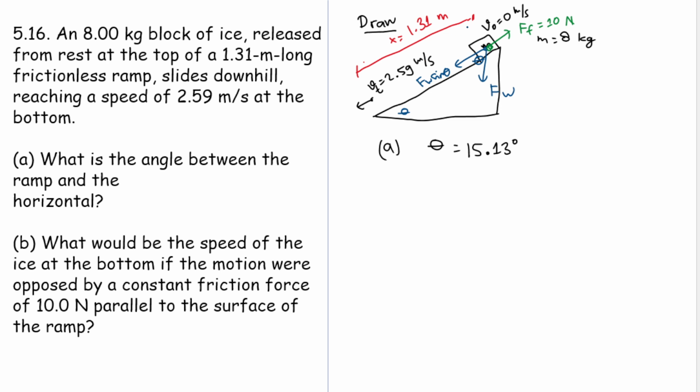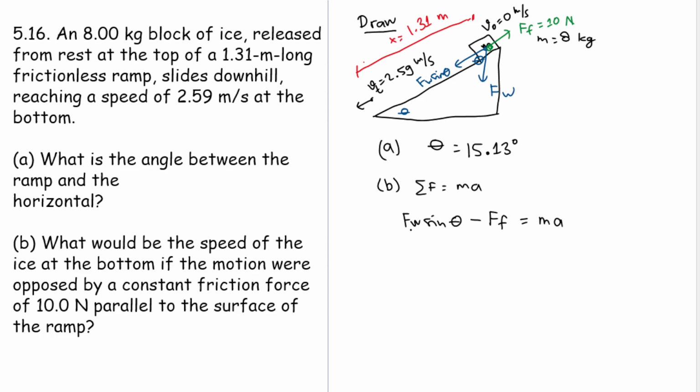Because the motion goes down the ramp, let's do sigma F, which equals the mass times acceleration. Here we have Fw sine theta in the direction of movement, and that will be opposed by the force of friction, Ff, and that equals the mass times acceleration. We are looking for the acceleration here.